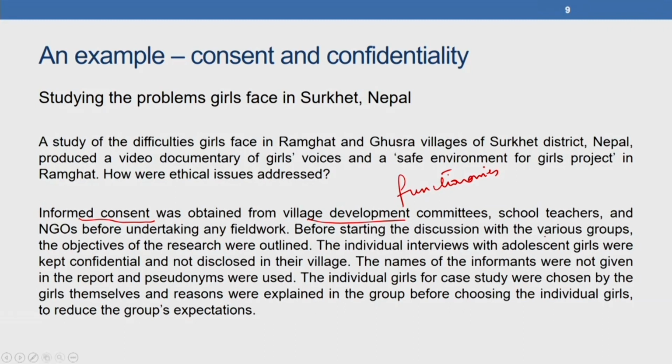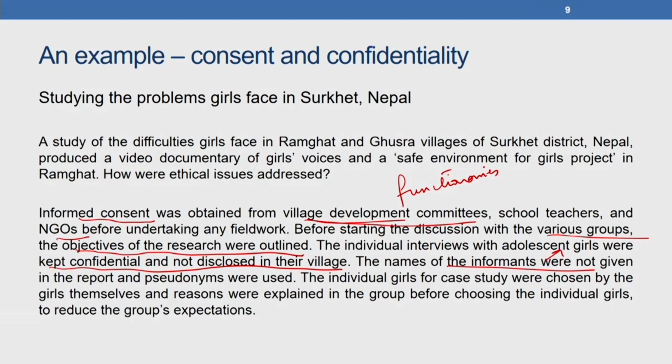Before starting the discussion with the various groups, the objectives of the research were outlined to these various groups, and the individual interviews with adolescent girls were kept confidential and not disclosed in their village, which means the individual interviews of these adolescent girls were not disclosed to the village development committees and NGOs and other various groups that existed within the village. And the names of the informants were not given in the report and pseudonyms were used. So, these informants are basically the adolescent girls.